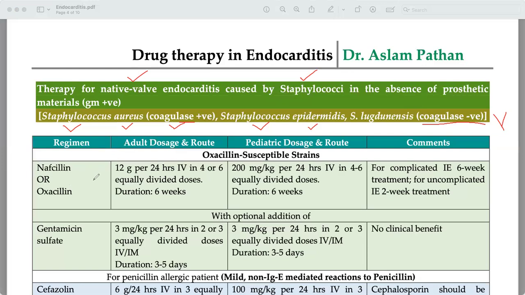The drug of choice for Staphylococci infection on a native valve is nafcillin or oxacillin. The adult dose is 12 grams per 24 hours intravenous in 4 or 6 equally divided doses, and the duration of treatment is 6 weeks. The pediatric dose is 200 milligrams per kg per 24 hours intravenous in 4 to 6 equally divided doses, and the duration of treatment is 6 weeks.